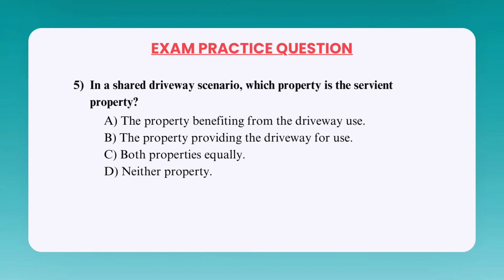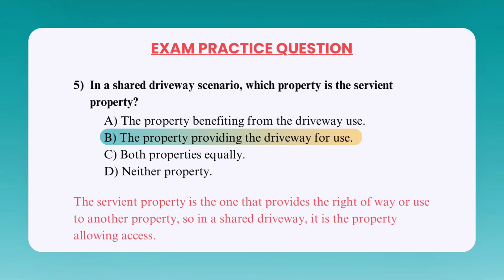The answer is B. The servient property is the one that provides the right of way or use to another property. So in a shared driveway, it is the property allowing access.